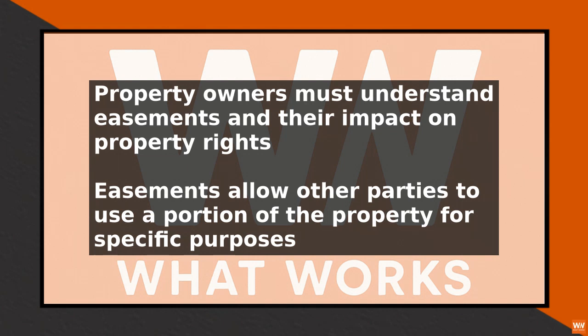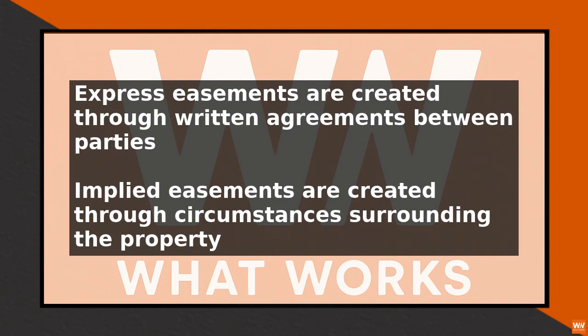First, it is crucial to understand the different types of easements, including express easements, implied easements, and prescriptive easements. Express easements are created through a written agreement between the property owner and the party seeking to use the easement. Implied easements are created through the circumstances surrounding the property, such as a shared driveway. Prescriptive easements are created through long-term use of the property by another party.